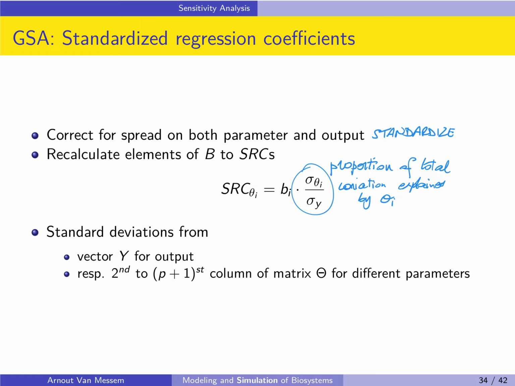The second column there gives me theta 11 up to theta n1, so these are n values for theta 1. Here we can calculate the standard deviation for the first parameter. The third column contains n values for theta 2, so we can use these to calculate the standard deviation for the second variable theta 2, and then the last column will be used to find the standard deviation for theta p.